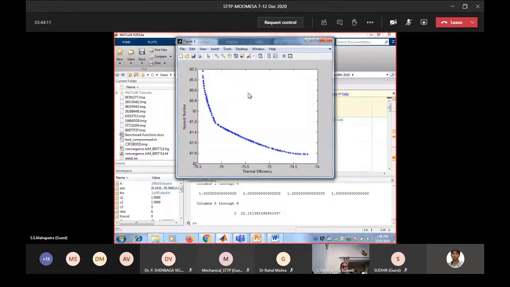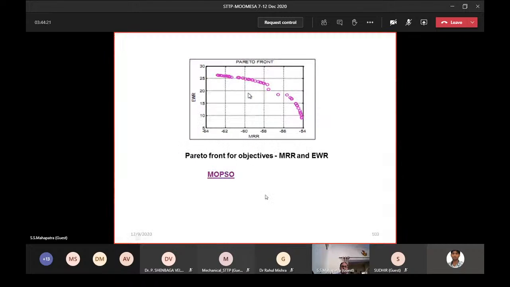Okay, for 2 functions, a Pareto set can be found out, and the solution you can see. So this is the way we do it.